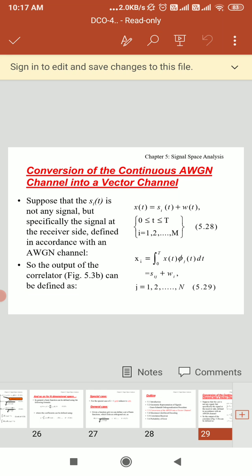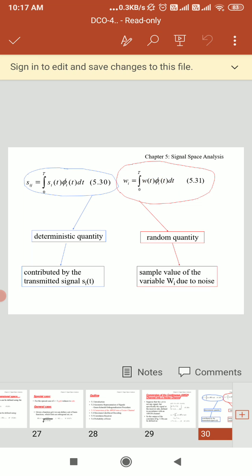So we will get xj equal to sij plus wj. Here wj is the AWGN Gaussian noise of zero mean, and sij is the scalar coefficient. Sij is equal to integration 0 to T si of t phi j of t dt. And for wj, we can write integration 0 to T w of t phi j of t dt.